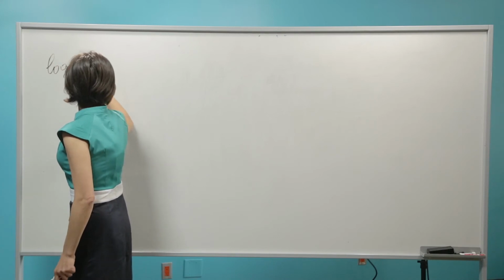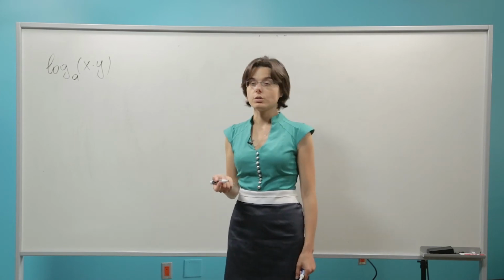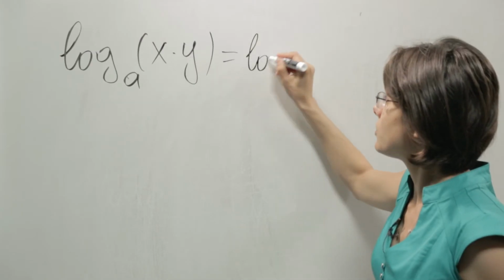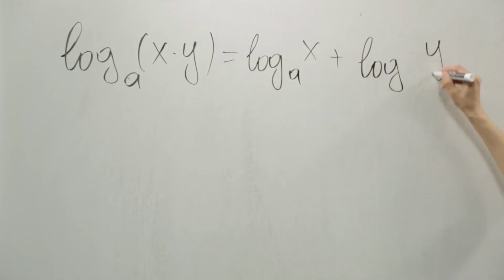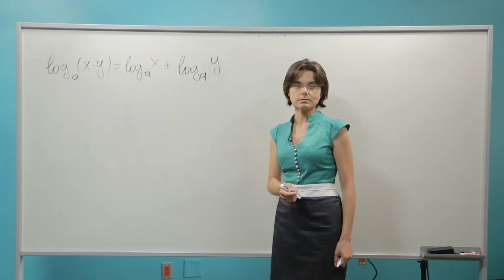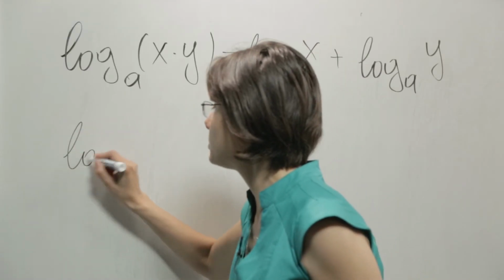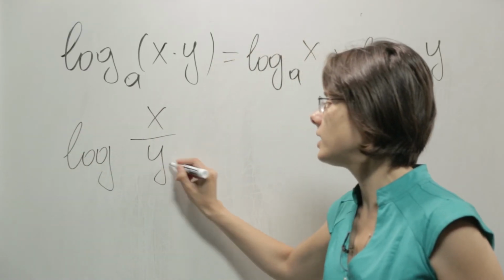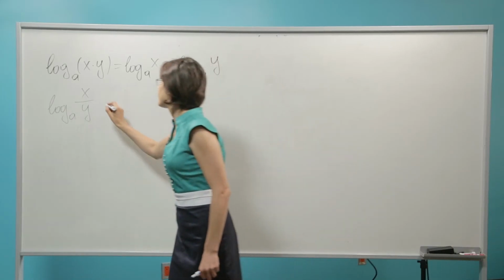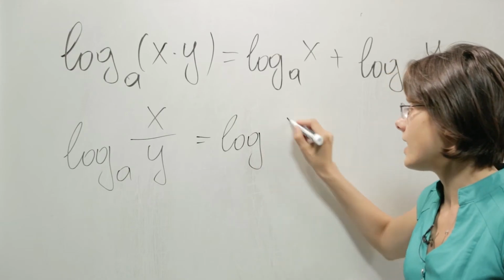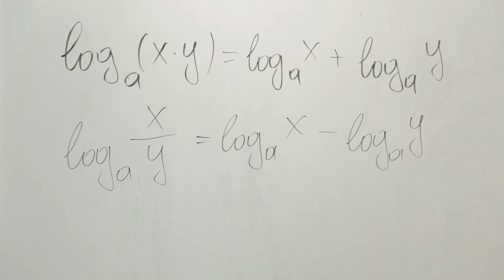Logarithm of x times y with base a. This is the same as the sum of the logarithms: logarithm of x with base a plus logarithm of y with base a. Also, we can proceed with the quotient. If we have logarithm of x divided by y with base a, this would be the same as the difference of the logarithms. So it's logarithm of x with base a minus logarithm of y with base a.